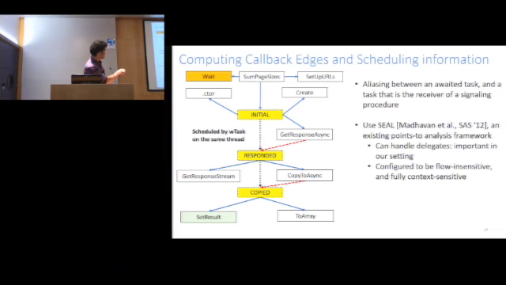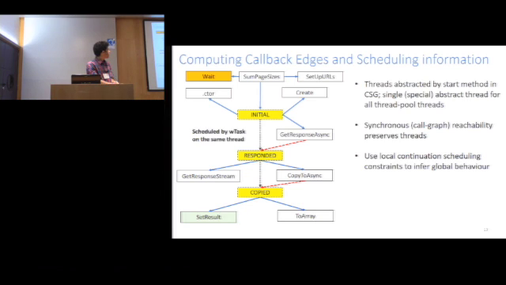Now that we have these state machines, the next job is to compute these callback edges. That is determined using the aliasing information between an awaited task and the task that is the receiver of a signaling procedure, because when a task is marked as complete, that is when the continuations are scheduled to run. In particular, because initial had an await on W task and the set result called by get response async was on a receiver that aliases with W task, we add this edge. We use an existing points-to analysis framework, SEAL, to compute the points-to information. It can handle delegates and higher order functions, which is quite important in our setting. For our experiments, we configured it to be flow insensitive and fully context sensitive.